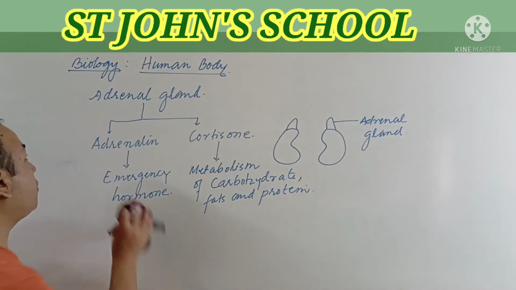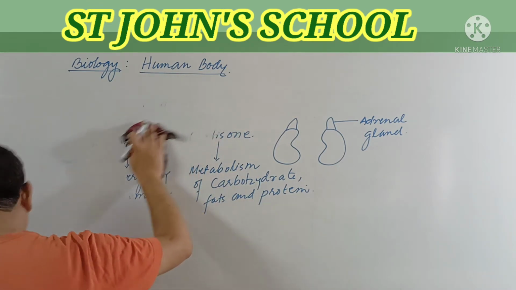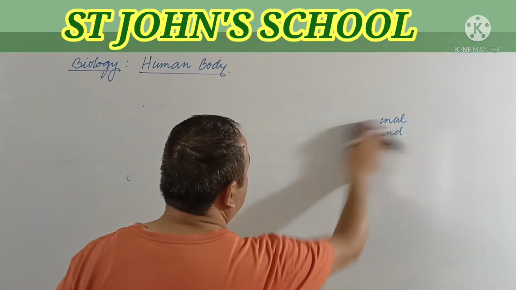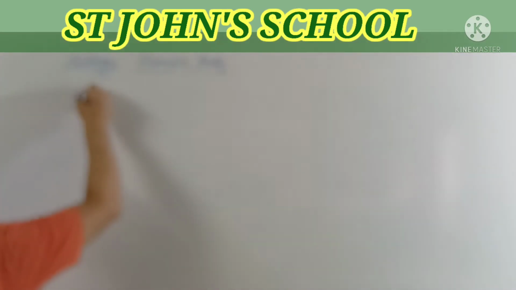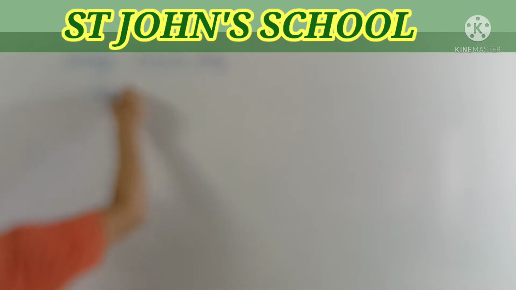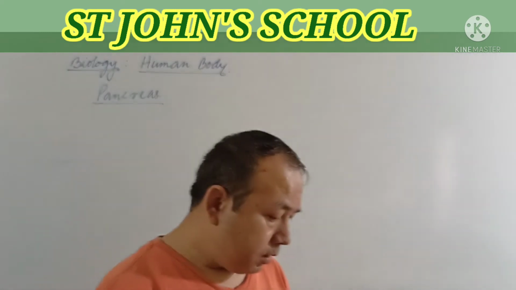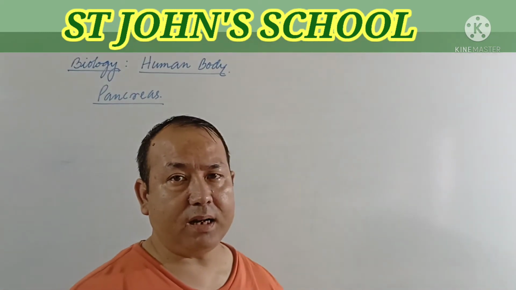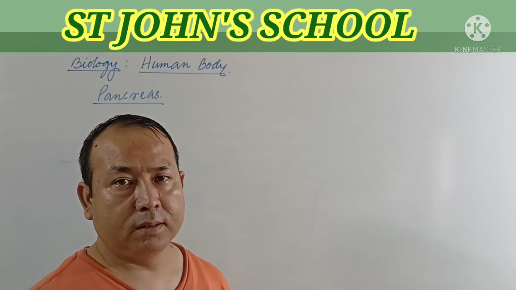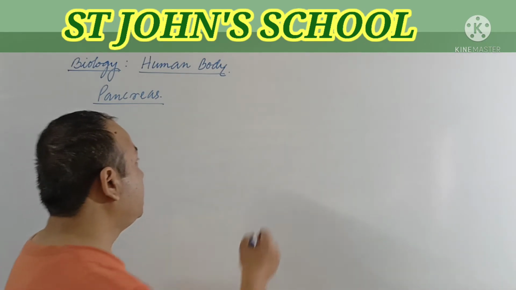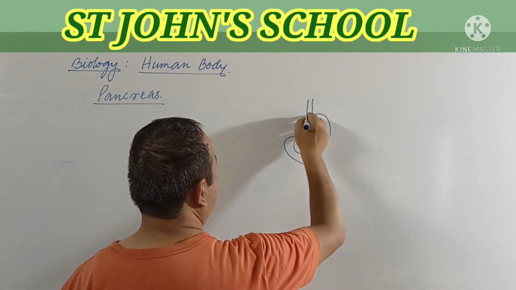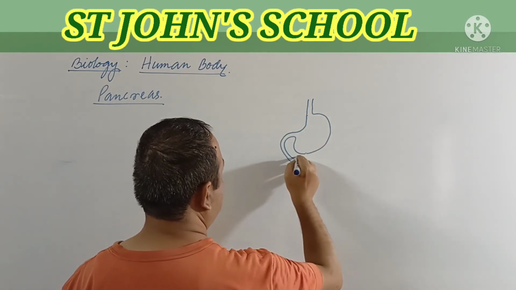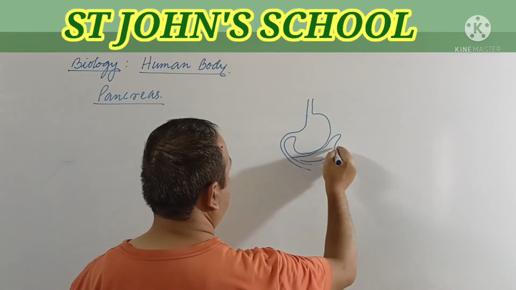Now after that, we'll move on to the next gland, which is the pancreas. Pituitary gland we have already completed. Pancreas: first comes the location. This pancreas is present behind the stomach or below the stomach. Suppose this is the stomach, last time also I had drawn the stomach. Where exactly? Here the pancreas is present.